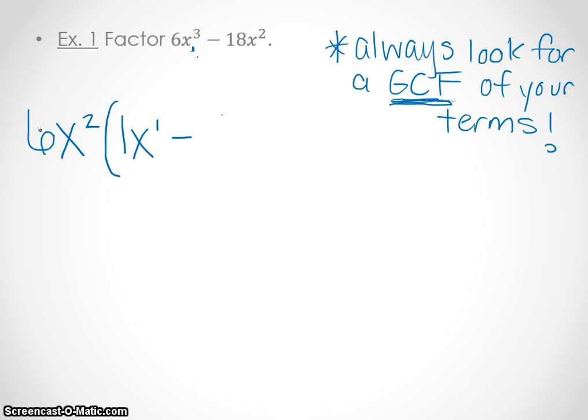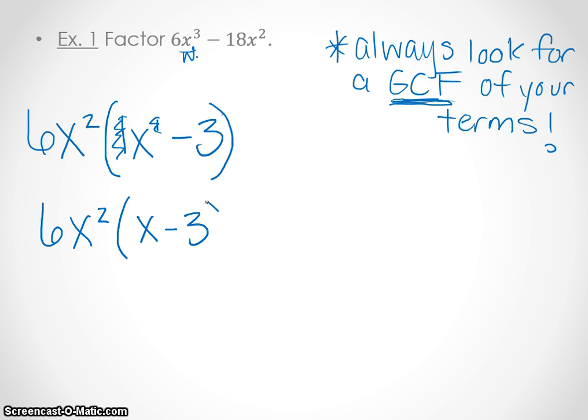We do 18 divided by 6, which gives us 3. And for the x squared, we had 2 x's and we took them both, so there are no x's left, so we don't put an x there. So this is our answer. Let's clean it up a little bit. Essentially you have 6x squared times the quantity x minus 3.